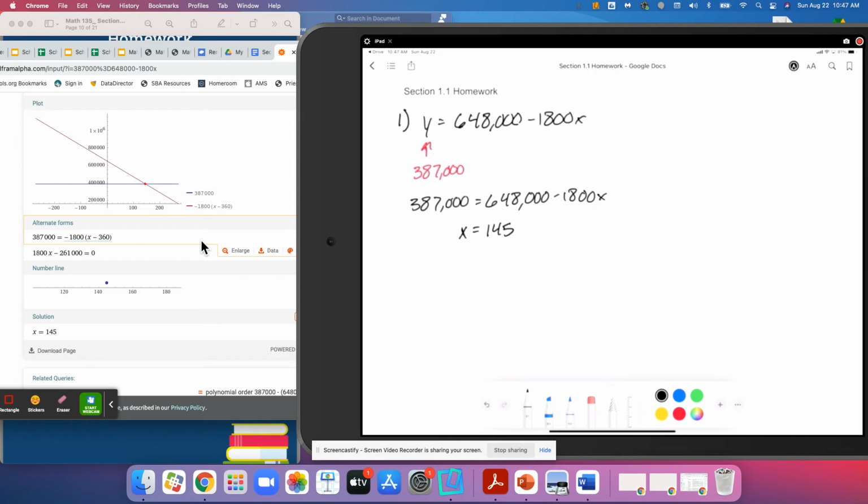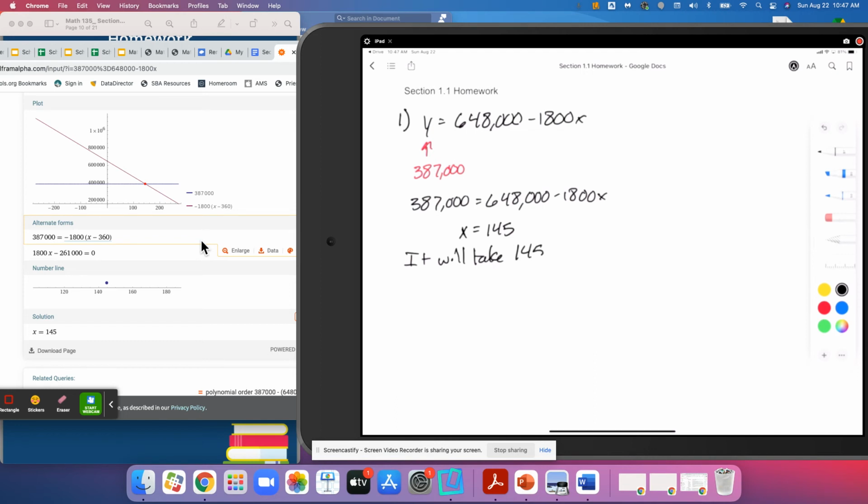And so again, in this course, all numbers and things actually mean something. This is not a class where we just get an answer and that's it. So we need to make an explanation. Our explanation is that it will take 145 months, which is about 12 years, for the value of the building to reach $387,000.